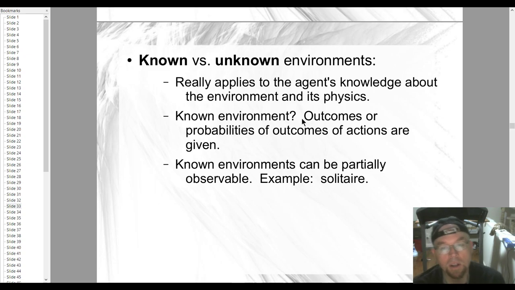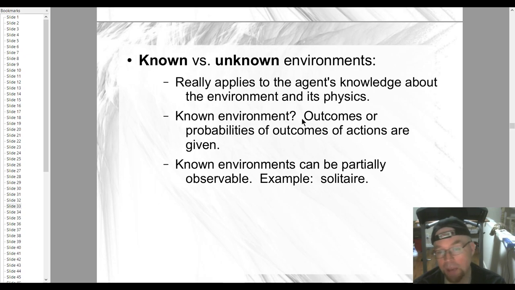Now, known environments can be partially observable. In a known environment, you know all the rules, you know how the physics of the world works. If I punch someone in the nose, it's going to hurt. If the ball's coming at me and I block with the paddle, the ball's going to go off in a different direction. That's another example of a known environment. If I don't know what's going to happen to the ball when it hits my paddle, if I don't know what direction it's going to bounce off into, then that's an unknown environment.